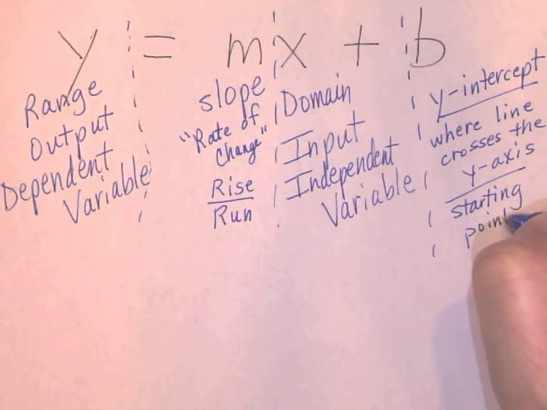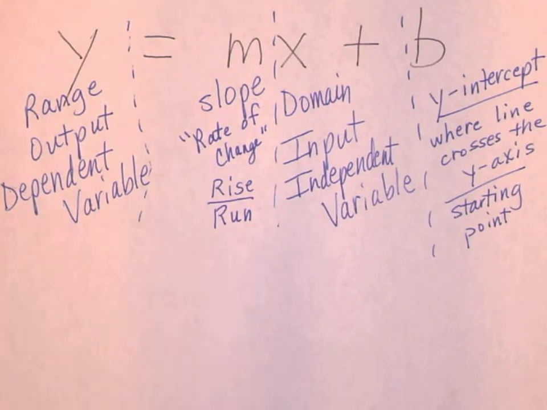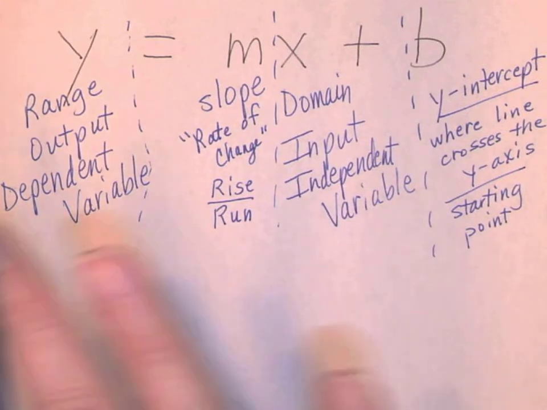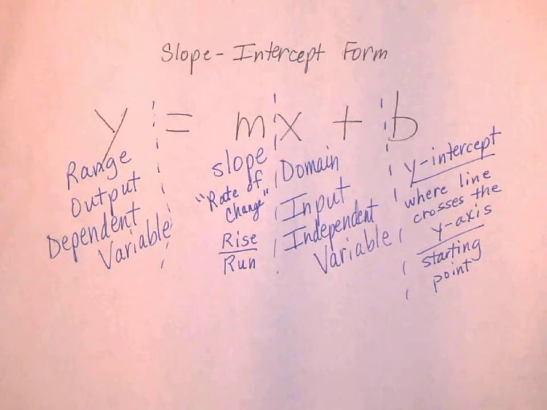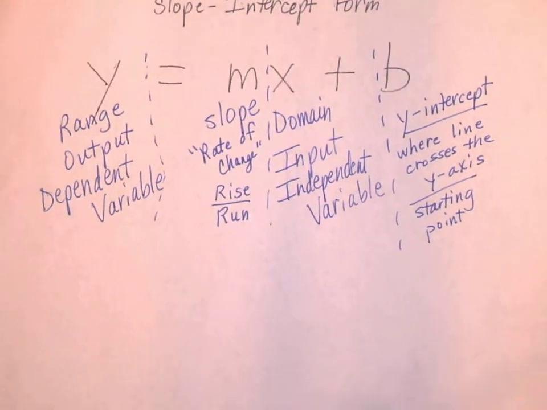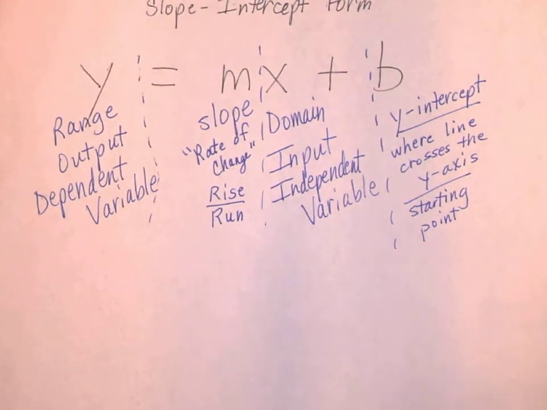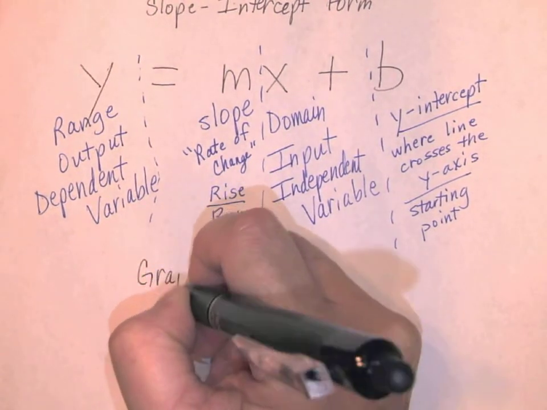So if we're in a situation, a word problem, some kind of application, your starting point, wherever that starts, is always the y-intercept. So first of all, here's the y equals mx plus b. Here's your slope-intercept form. Let's talk about if we saw an equation like this in slope-intercept form and we wanted to graph it. We wanted to graph the line and see what it looks like. So I've got some steps that we would follow in graphing our line. So graphing linear equations.